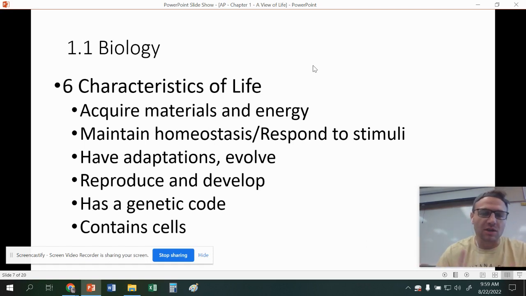Acquire materials and energy, maintain homeostasis, respond to stimuli, have adaptations and evolve, reproduce and develop, has genetic code, contain cells. Focus on those. There are others, like sometimes they separate maintain homeostasis and respond to stimuli. There are others. Let's just focus on those for this class.